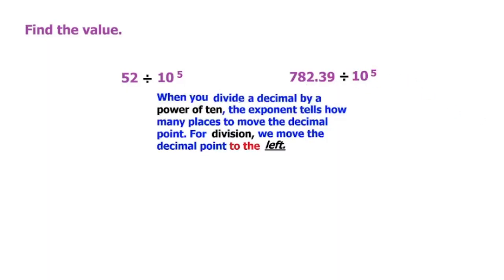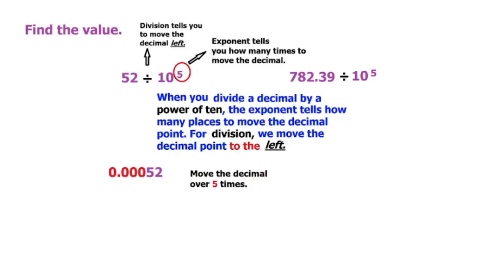Okay, so let's start. When you divide a decimal by a power of 10, the exponent tells how many places to move the decimal point. For division, we move the decimal point to the left. Okay, so this power will tell us to move the decimal over 5 times. Division tells you to move the decimal left. The exponent tells how many times to move the decimal. Okay, this is always the rule.